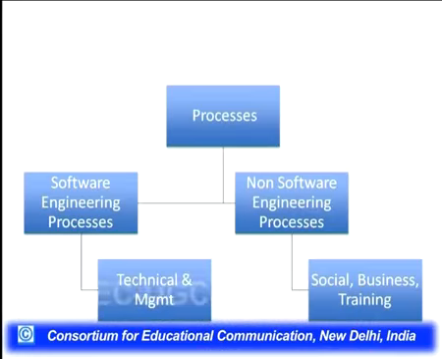So when we talk about software processes, any software company takes up several processes. Even if the company is a software development company, it has two types of processes. The first type are the software engineering processes, which include all the technical and management processes required for the development of the software, for project management, and for all the activities related directly to the development of programs and software.